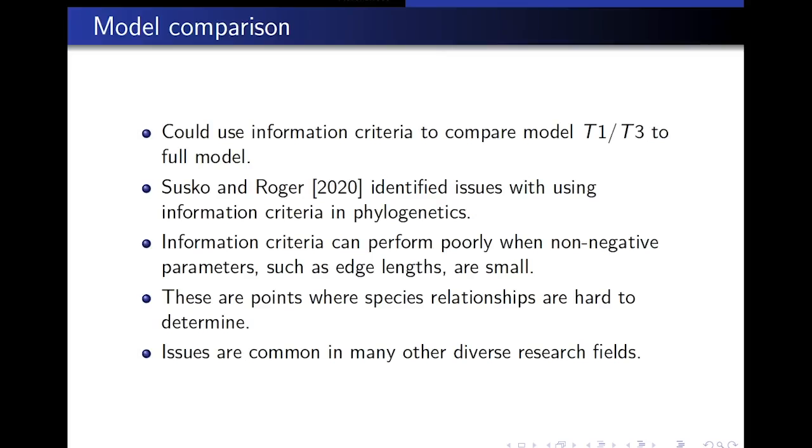If there's only one thing that you take out of this talk, it's this. Short species tree edge lengths not only create inference problems, but they also create model comparison and testing problems. It's all due to the uncertainty that we have over the species tree topology. These issues not only exist in phylogenetics and phylogenomics, but in many diverse research areas where models have constrained parameters.